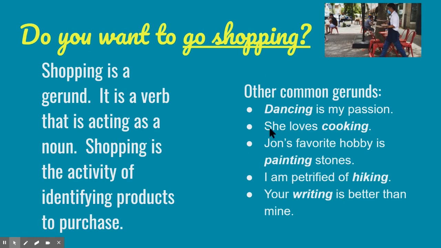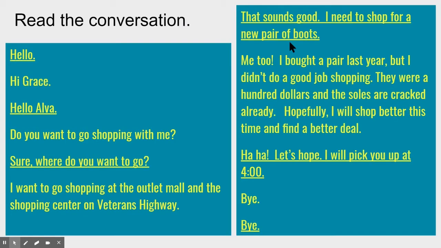So we have some other examples of common gerunds, what look like verbs but are acting as nouns. So dancing is my passion. The verb in this sentence is. Dancing's a thing in this sentence. And so shopping can often also be a thing, right? So we'll keep that in mind.